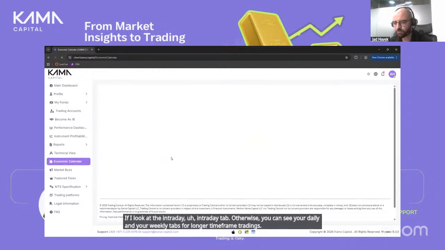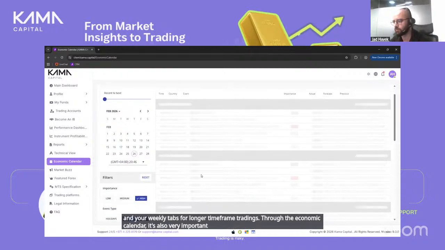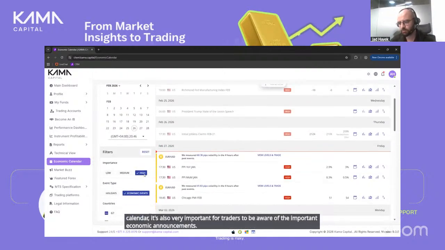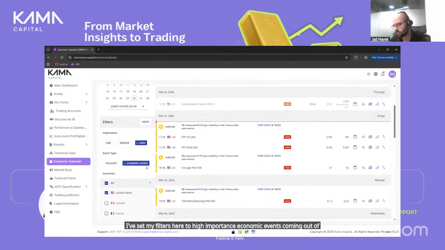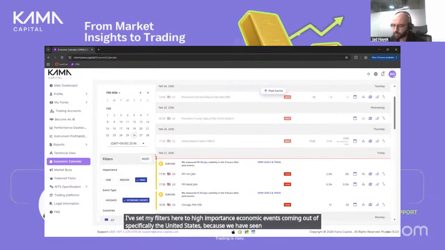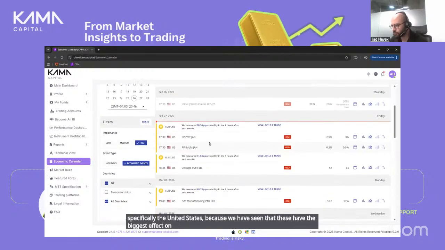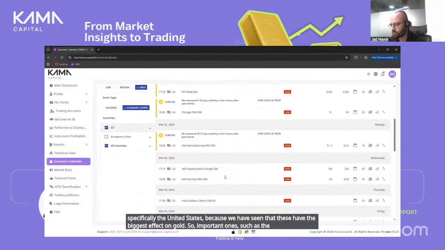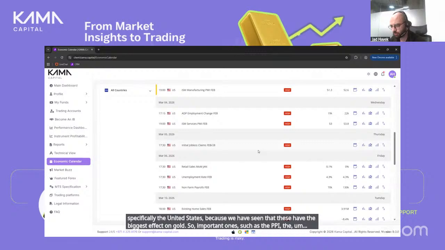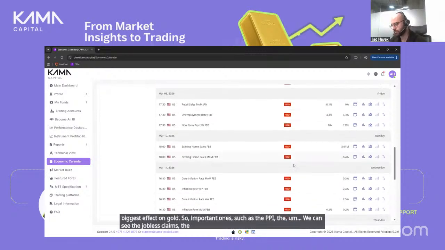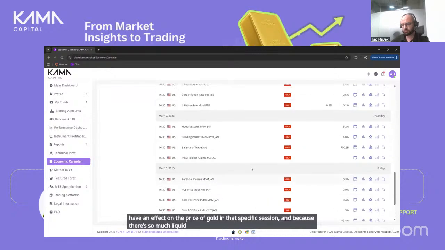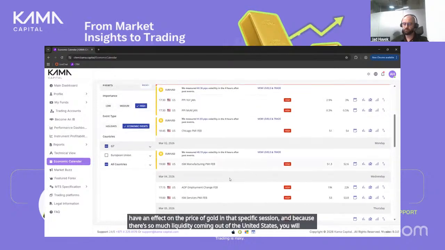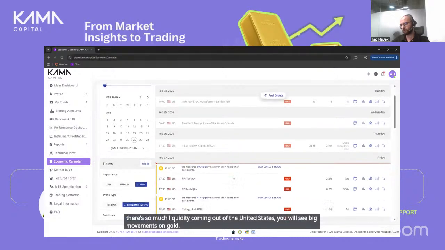Through the economic calendar, it's also very important for traders to be aware of the important economic announcements. I've set my filters here to high importance economic events coming out of specifically the United States, because we have seen that these have the biggest effect on gold. Important ones such as the PPI, we can see the jobless claims, the non-farm payrolls, for example. These are all going to have an effect on the price of gold in that specific session. And because there's so much liquidity coming out of the United States, you will see big movements on gold in their trading session.